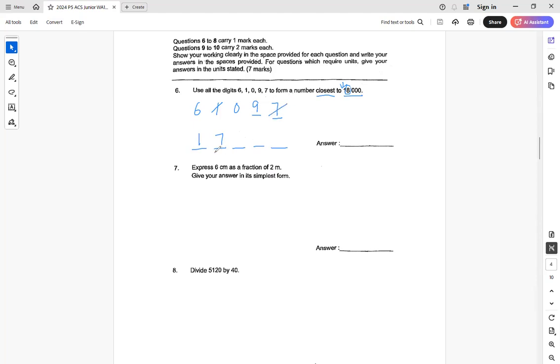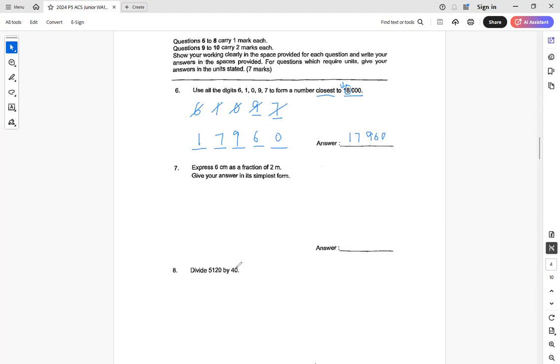Now if you want to be closer and closer to 18,000, we have to make 17,000 something the biggest possible. So to make it as big as possible, we have to choose the biggest digit now, which is 9. So I used up 9. The next biggest digit will be 6. So I've used up 6. And then last but not least, I have 0. So my answer for question 6 will be 17,960.